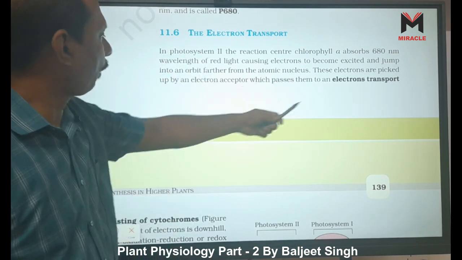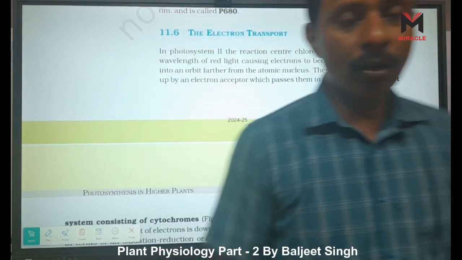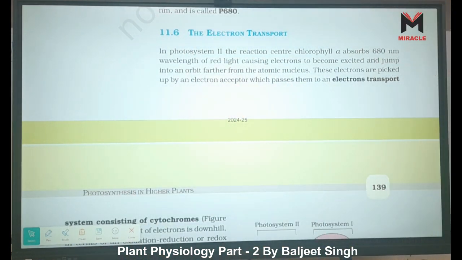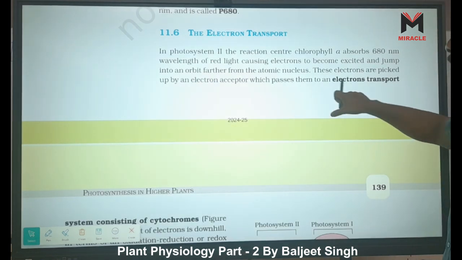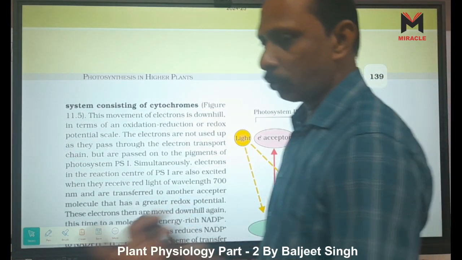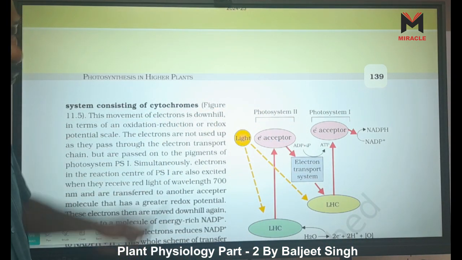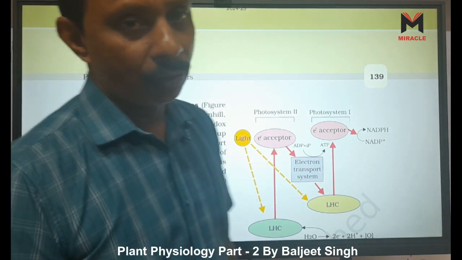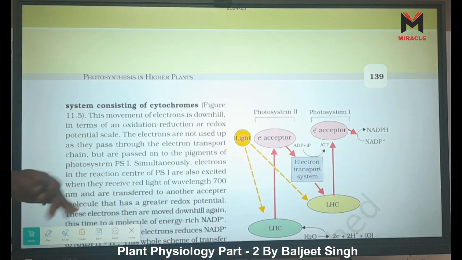These electrons are picked up by an electron acceptor, which passes them to an electron transport system. Now this is passed to the electron transport system, right? Consisting of cytochromes: cytochrome b6, cytochrome f, and plastoquinone, that is plastocyanin.